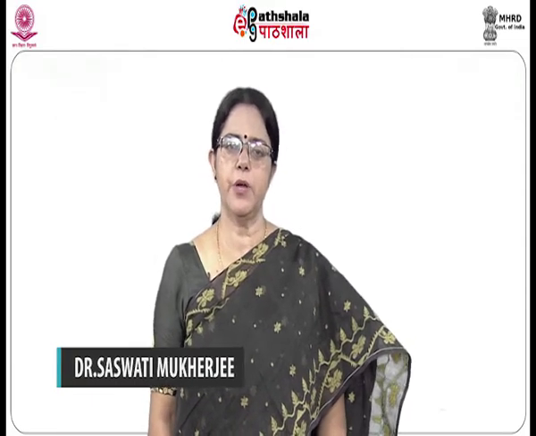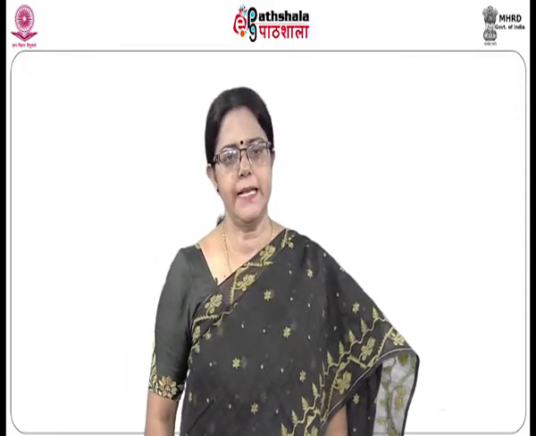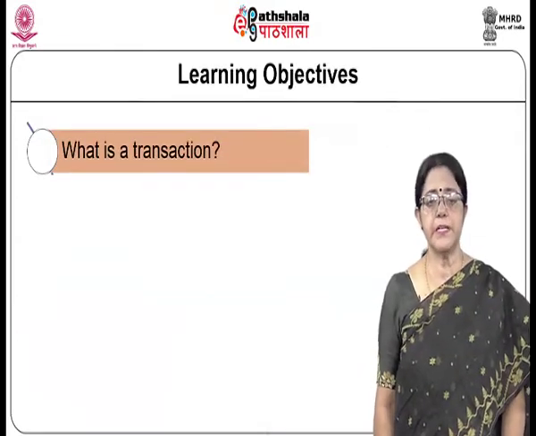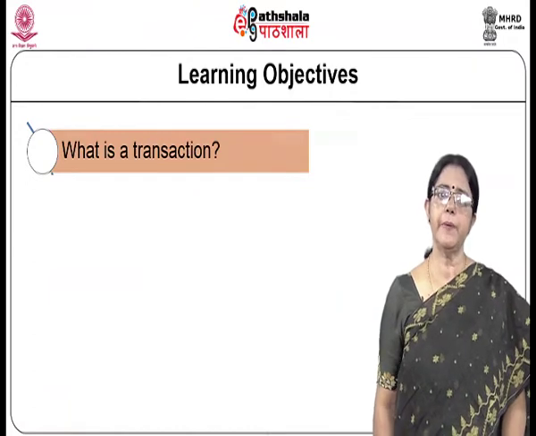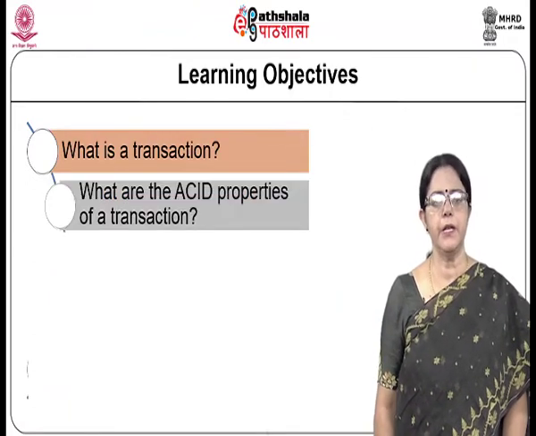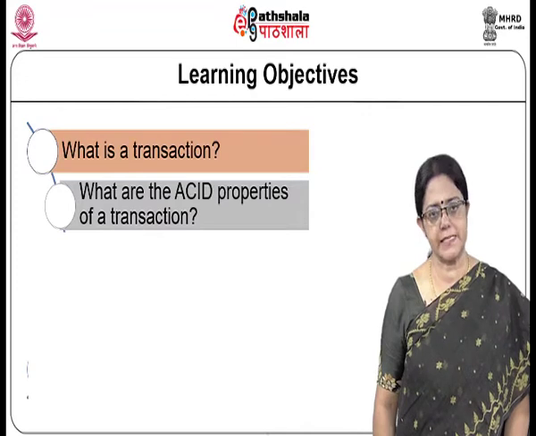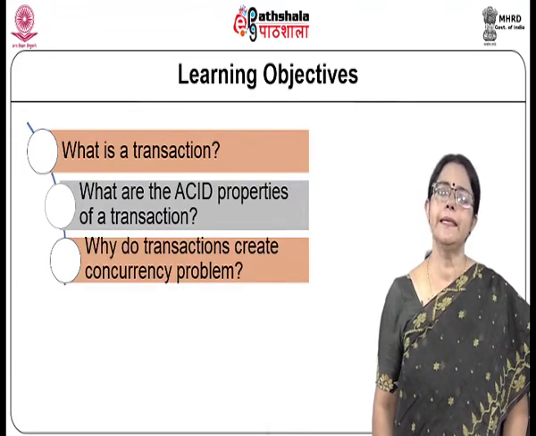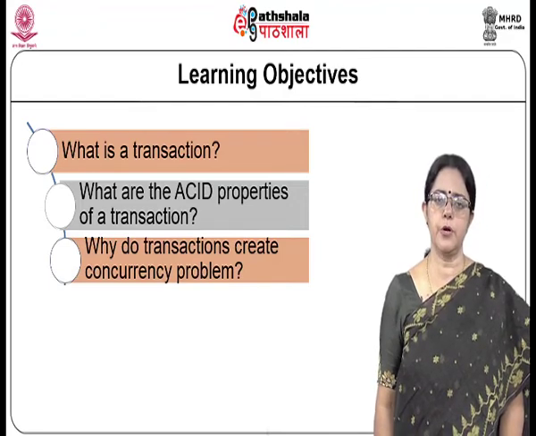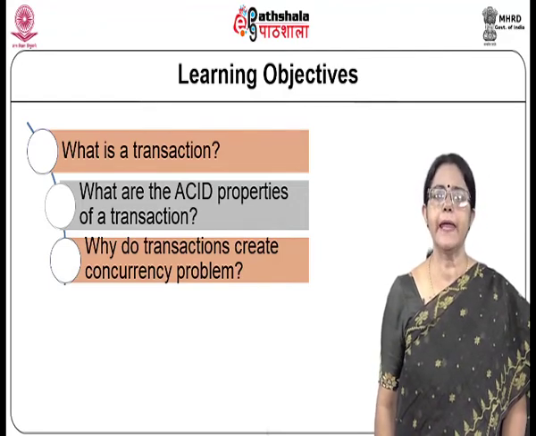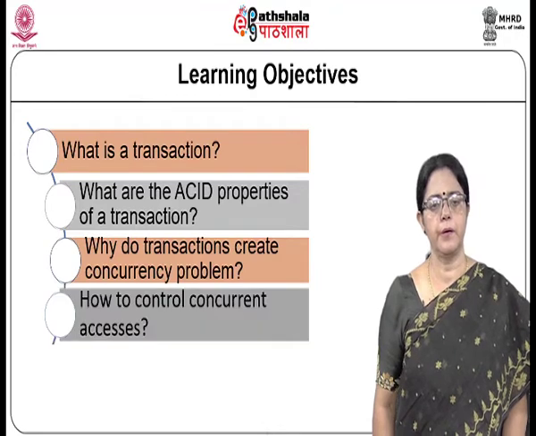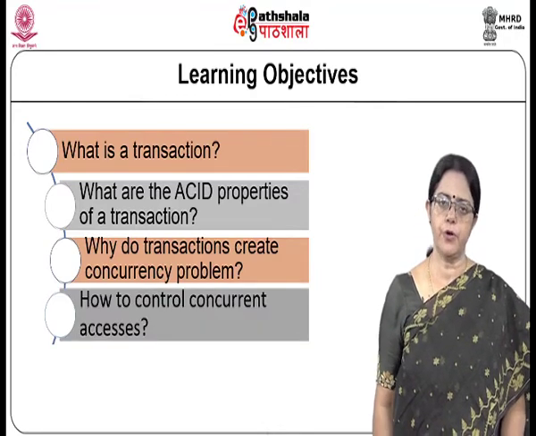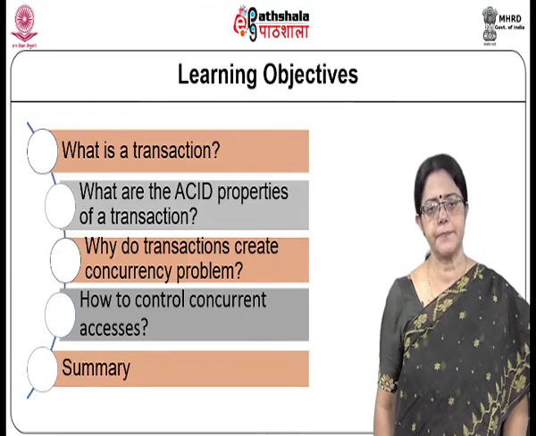Today we will talk about concurrency in cloud. The learning objectives of this module are: we will look at what a transaction is, we will see the ACID properties of a transaction, and then we will see how and why transactions create a concurrency problem, and then we will look at the mechanisms of controlling such concurrent accesses.